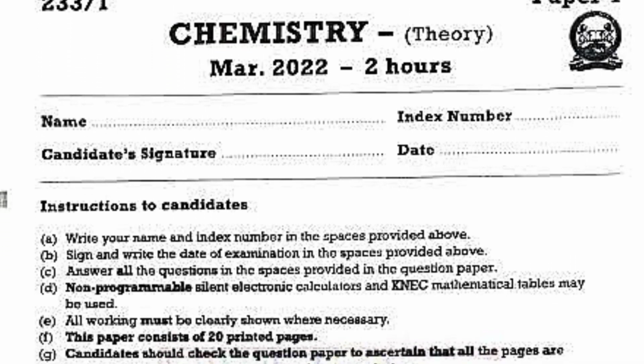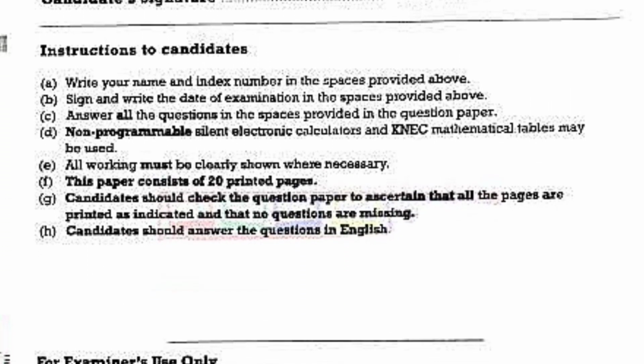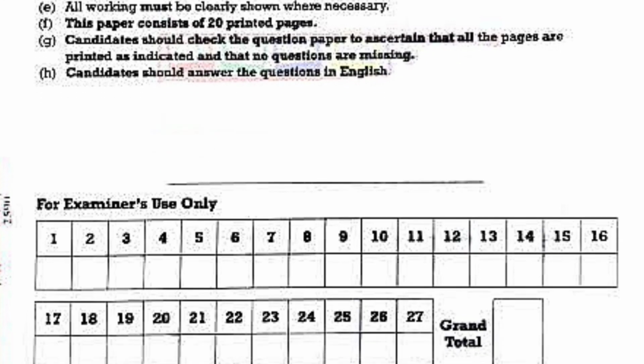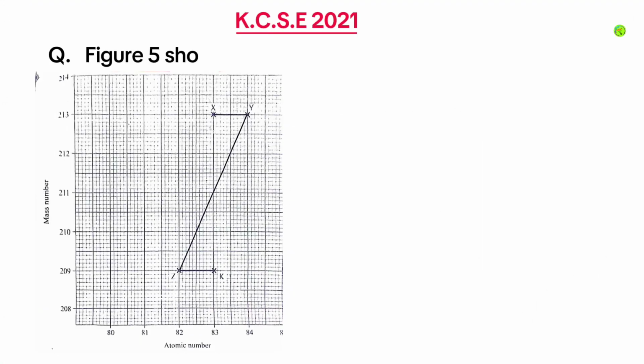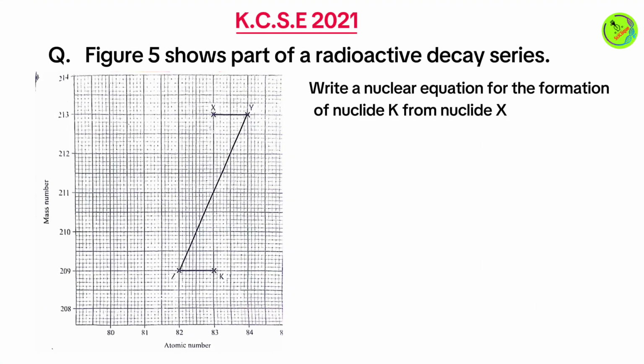Let us revise KCSE questions on radioactivity. And I want to tell you this, we are going to start out strong with an application on radioactivity from KCSE 2021. So the question goes as such. Figure 5 shows a part of a radioactive decay series. Write a nuclear equation for the formation of nuclide K from nuclide X.